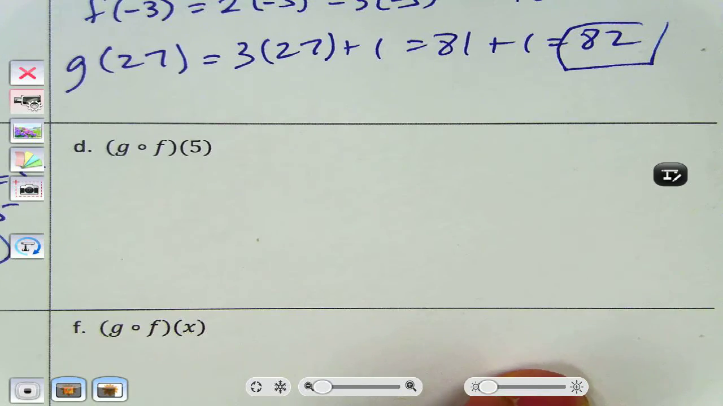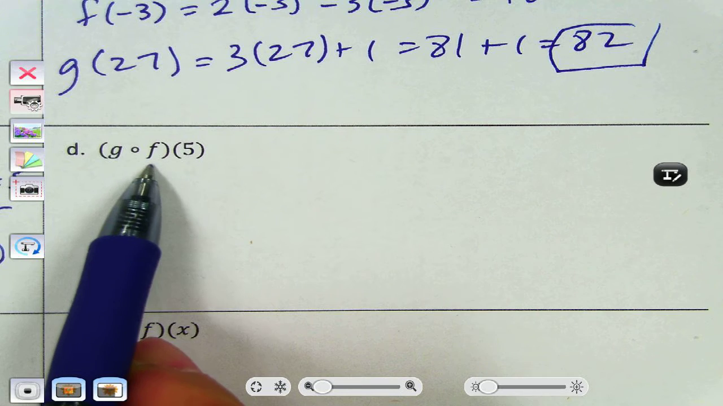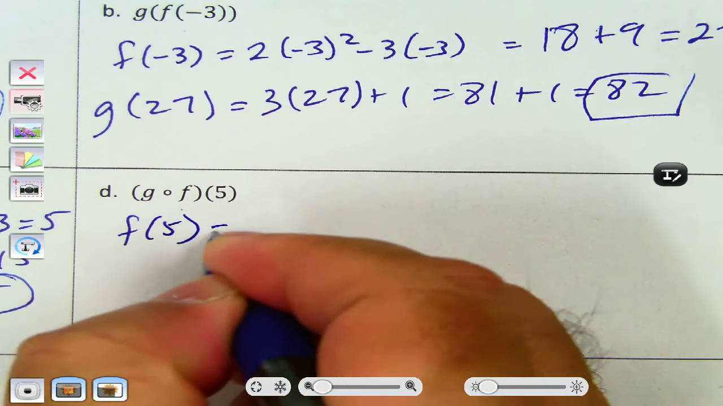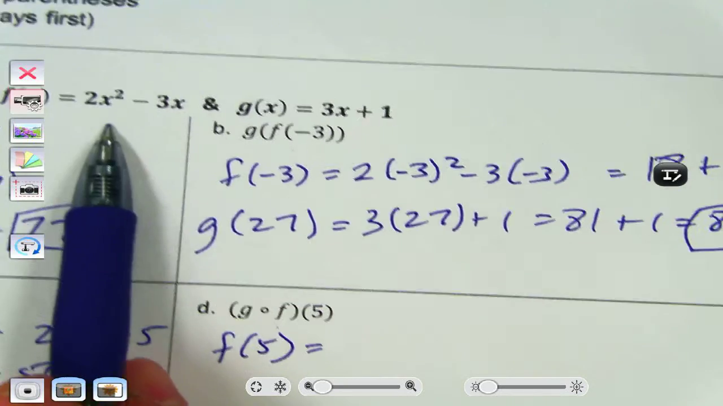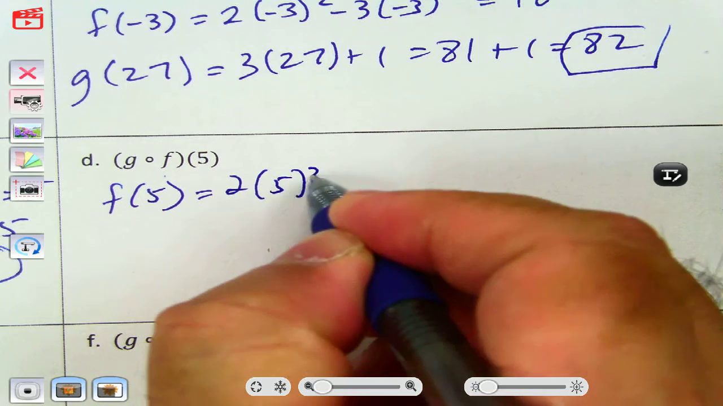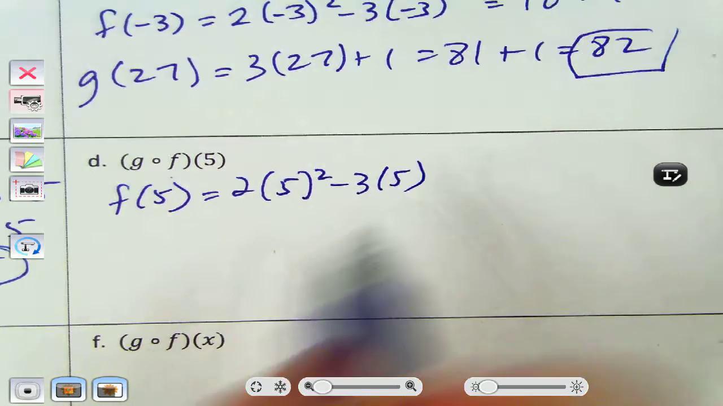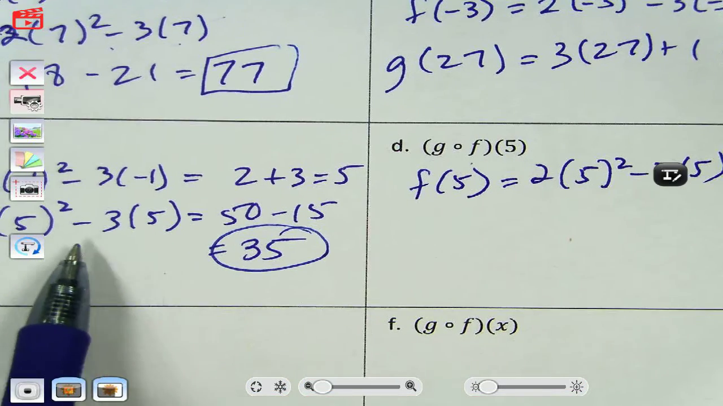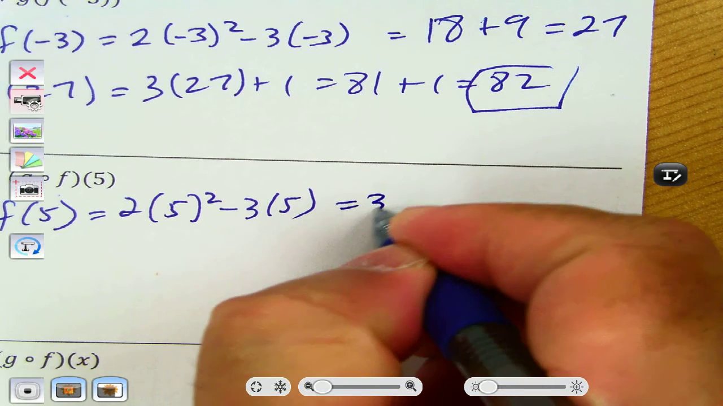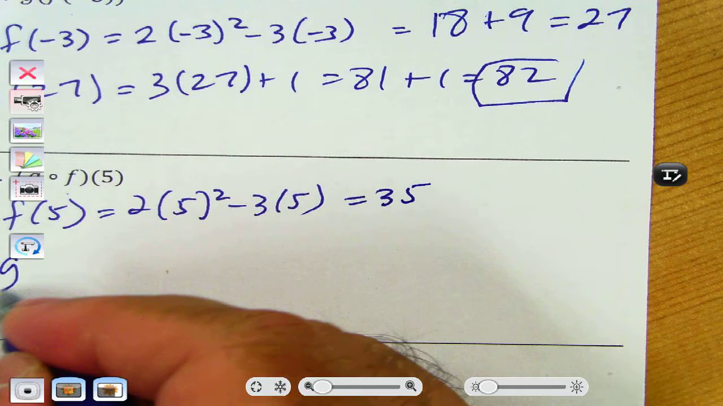Then D, g of f of 5. So you're always going to start with the one that's closest to the number. So it's f of 5. We're finding f of 5 first. f of 5, substituted into 2x squared minus 3x. So it's 2 times 5 squared minus 3 times 5. We just did that over here, right? So that's going to be 35. And then g of 35.